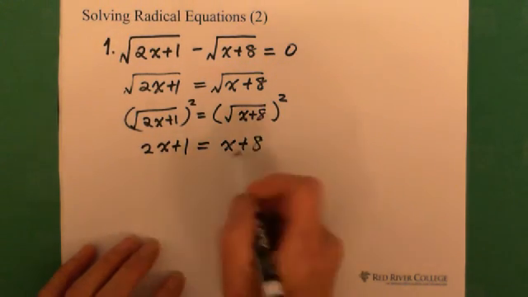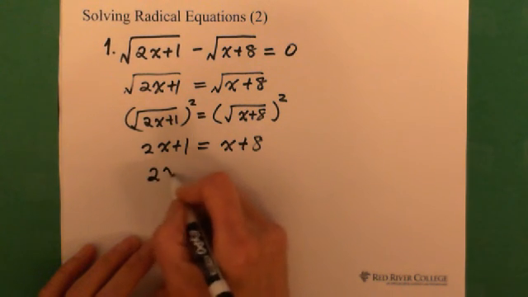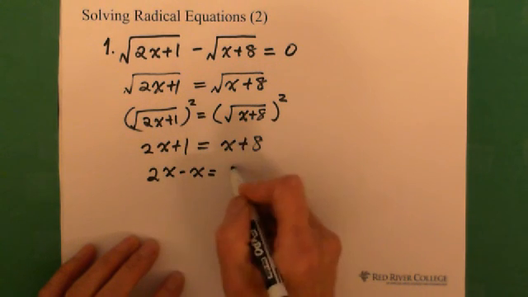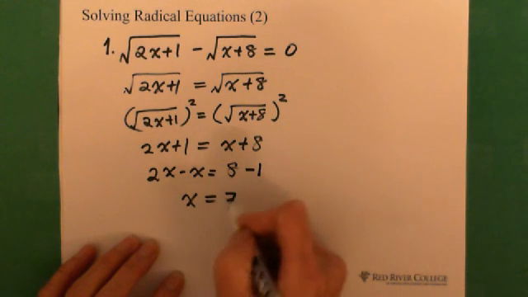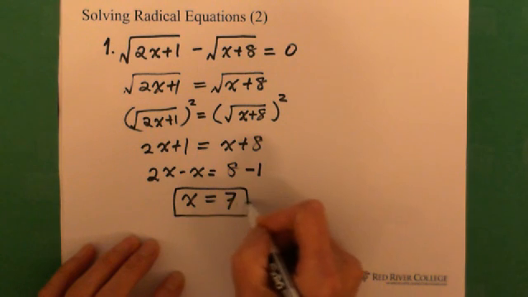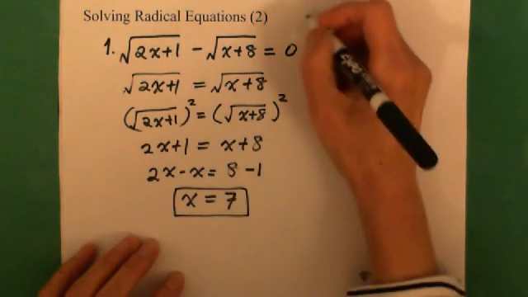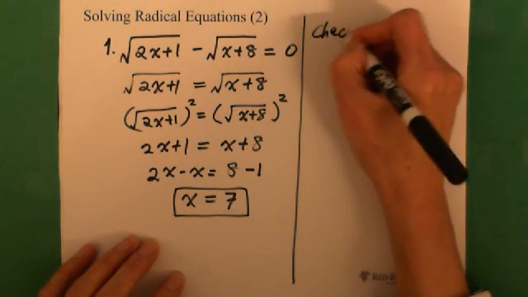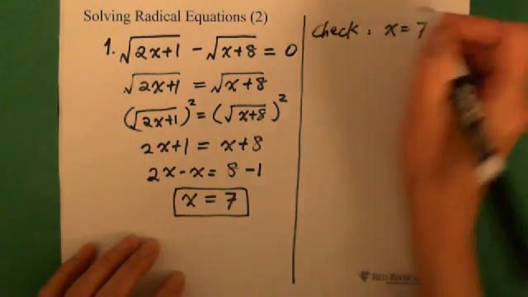So we just transpose x to the left side, 2x minus x. Transpose 1 to the other side, 8 minus 1, with x equals 7, right? To see if this is the answer, we should plug x equals 7 into the original equation and check to see if x equals 7 is the solution.